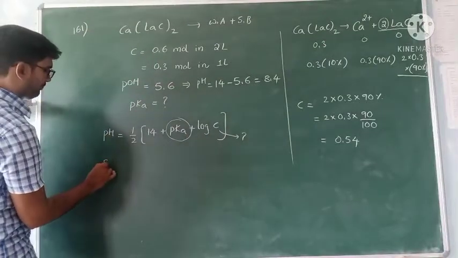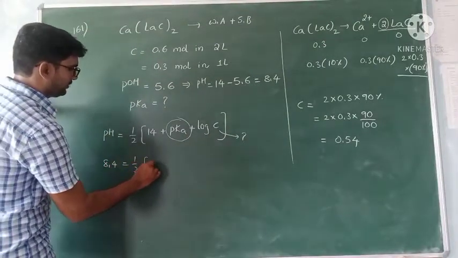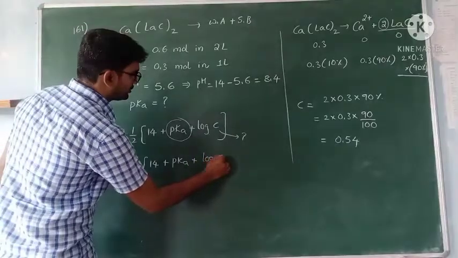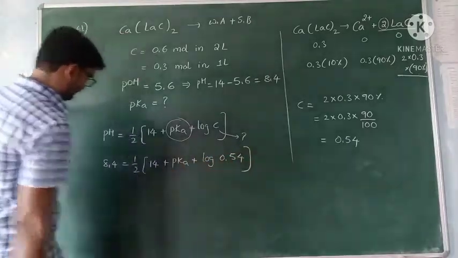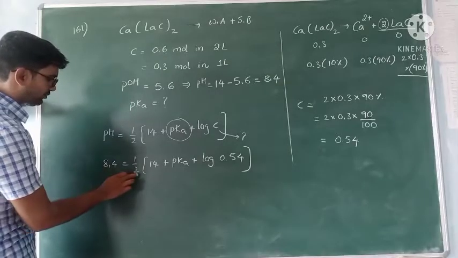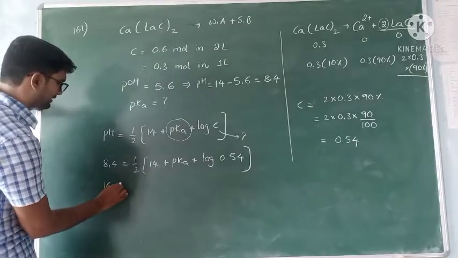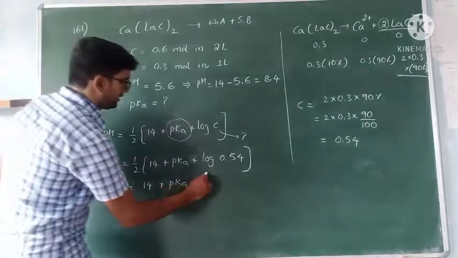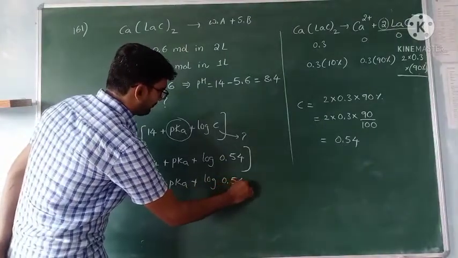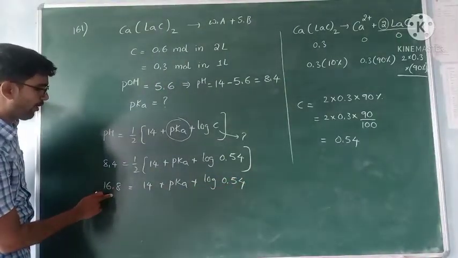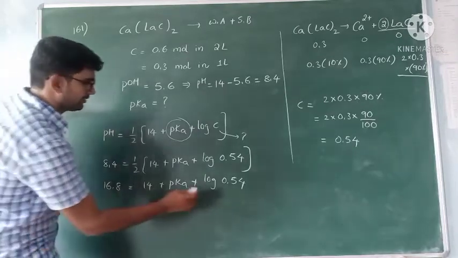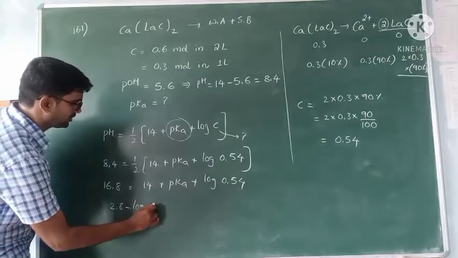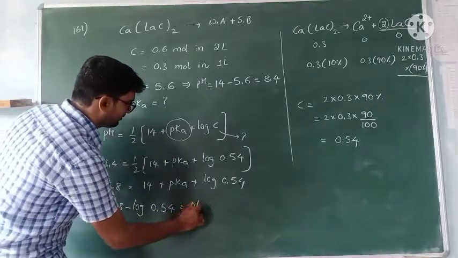pH value 8.4 is equal to 1 by 2 into (14 plus pKa plus log 0.54). These two multiplied here, so 2 into 8.4, 16.8 is equal to 14 plus pKa plus log 0.54. Move the 14 to this side: 16.8 minus 14 is 2.8. And 2.8 minus log 0.54 is equal to pKa.